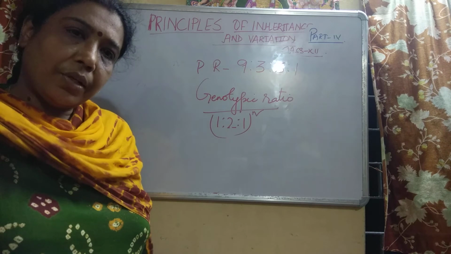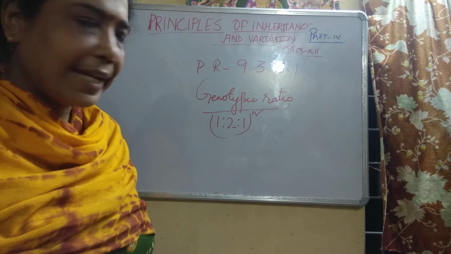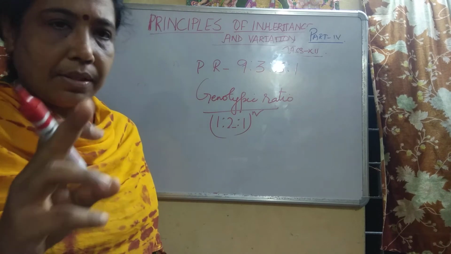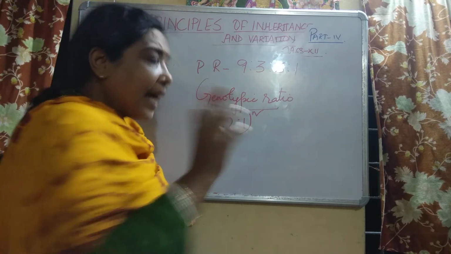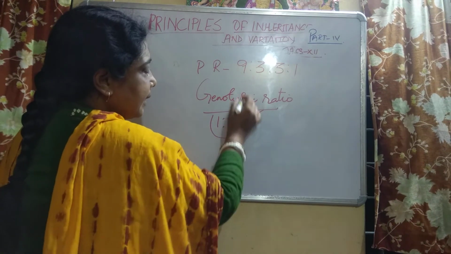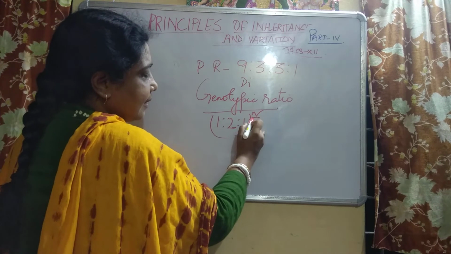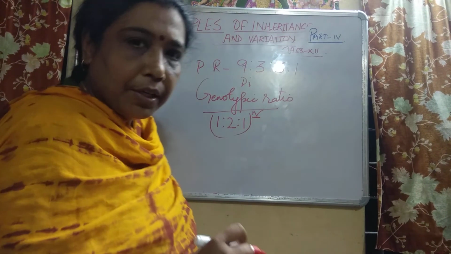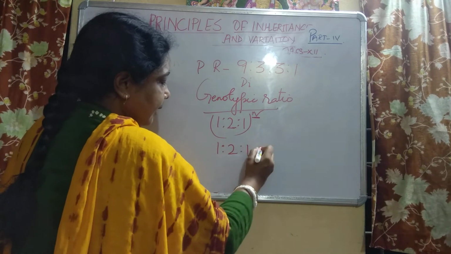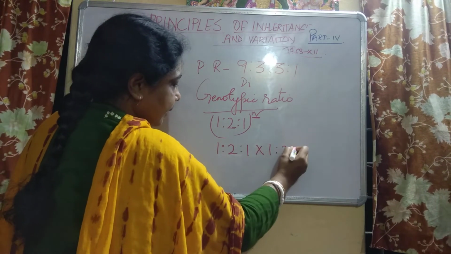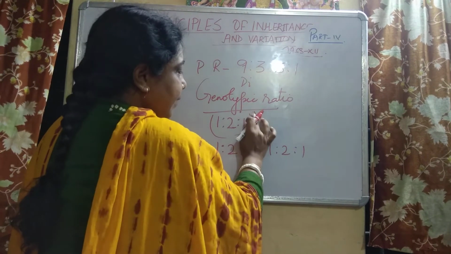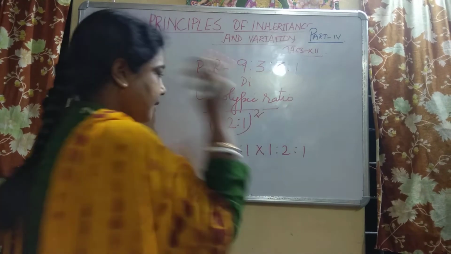For monohybrid cross also, for finding the genotypic ratio, you can use this. For dihybrid inheritance also you can use this, and for trihybrid inheritance also you can use this. So that means what? Dihybrid means two traits. This n is indicating the number of traits. So here for dihybrid inheritance, you have to write it as 2.